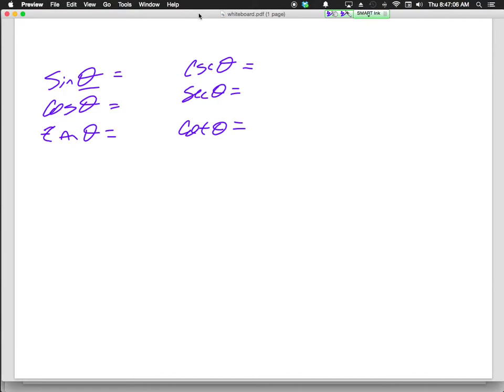Cotangent. Cosecant, CSC. No, the last one on the first set. Tangent. My T's messed up.